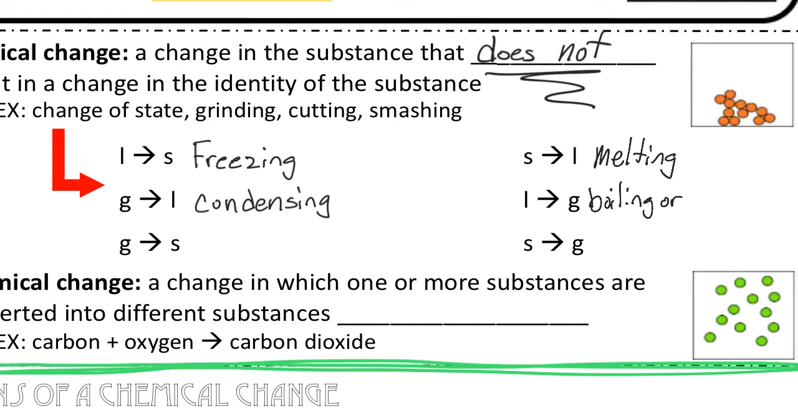or vaporization. Vaporization, we're going to use that term mostly. The last ones are going straight from gas to solid, which is called deposition, or something going straight from a solid to a gas, which is called sublimation.